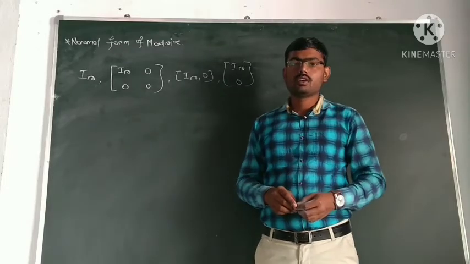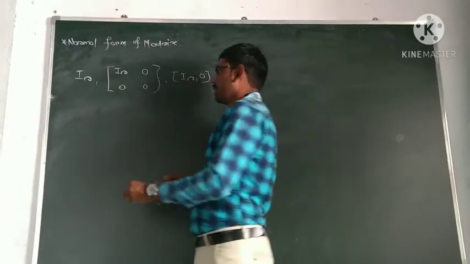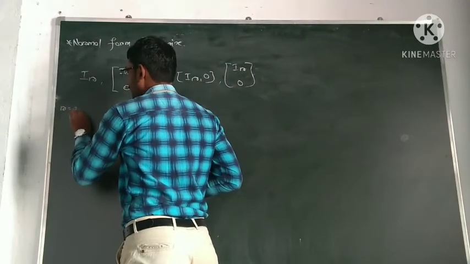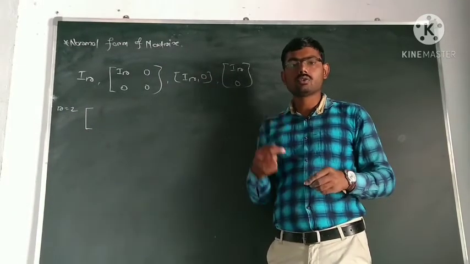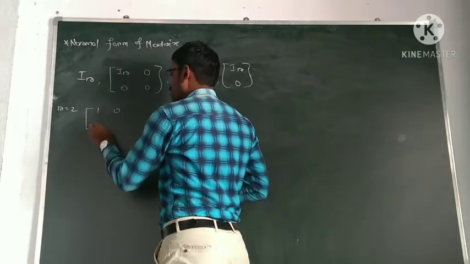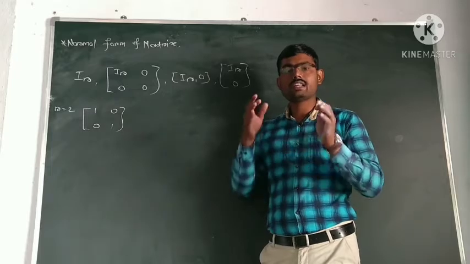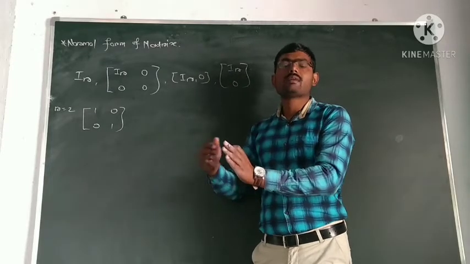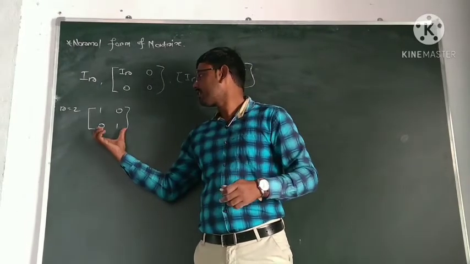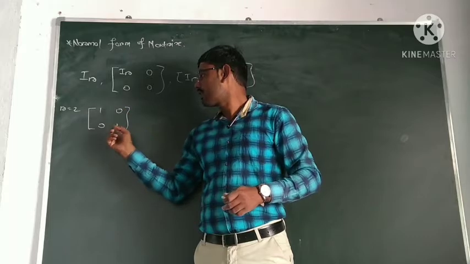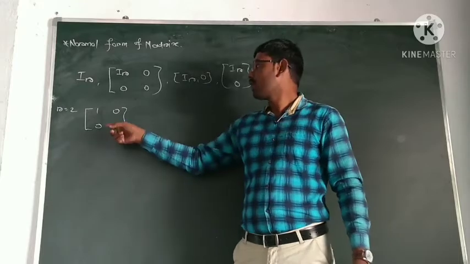If we are able to put our matrix in any one of these forms, then the matrix is said to be in normal form. For example, we will take r equal to 2. So I2 means the identity matrix of order 2, so 1, 0, 0, 1. If there is any two-row matrix and we can transform it like this, 1, 0, 0, 1, after elementary transformation, the original matrix is said to be in normal form.